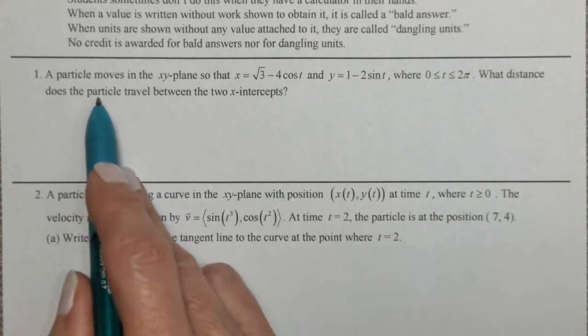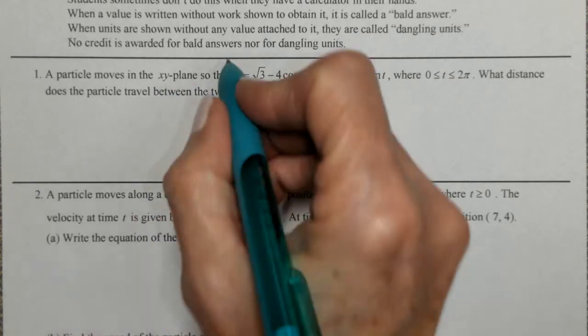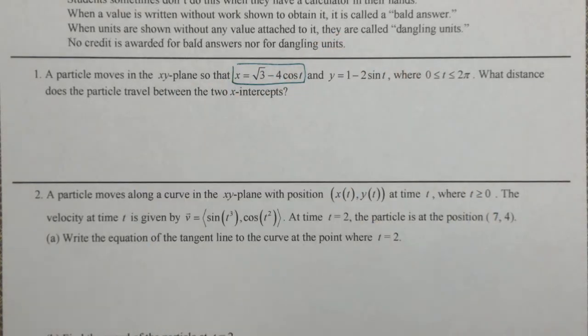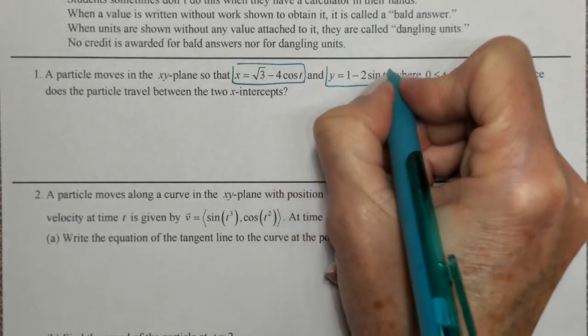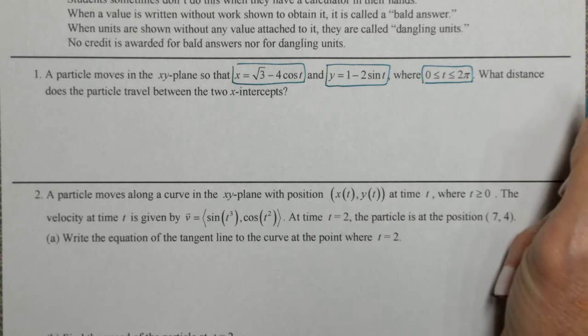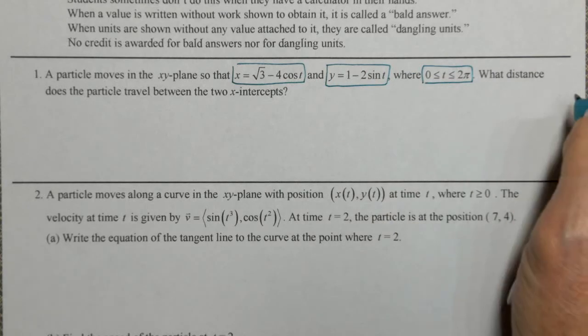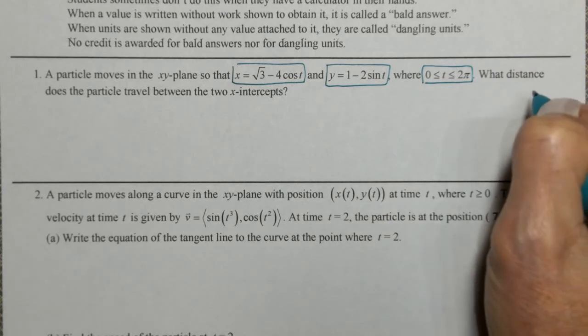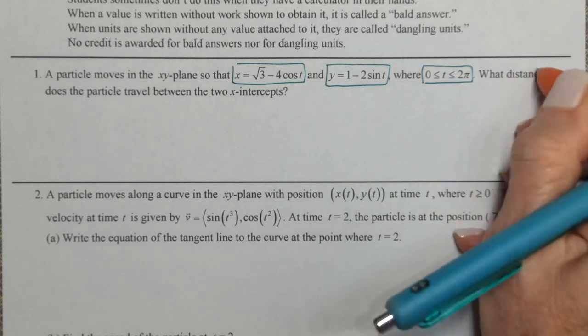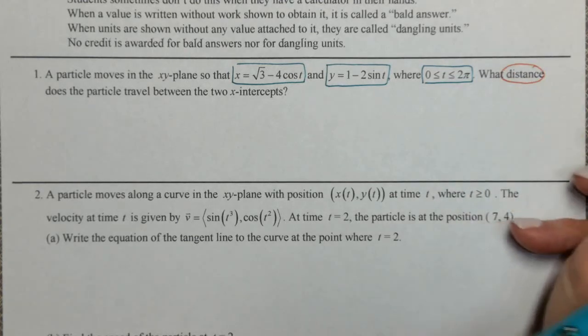Number one, a particle moves in the xy plane so that x is equal to that function, y is equal to this function, and they give me, we're only going from 0 to 2 pi. What distance does the particle travel between the two x-intercepts?